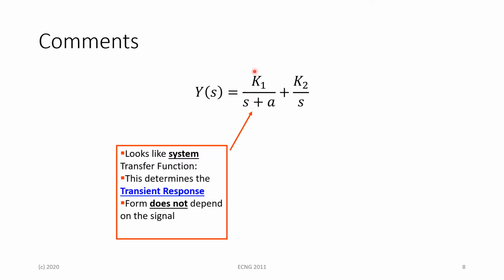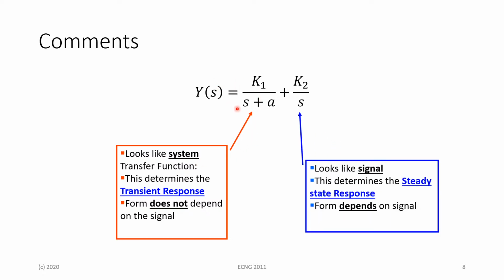We see here that the K1 component looks like our system transfer function that we just now saw. And because this is s plus a, and this a here represents a root of the system, this actually represents the transient response component of our system. And this form here for our transient response will not depend on the input signal. But this K2 on s here, which is our second component, will determine our steady state response because there's no root on the denominator. And this form of the signal will be dependent upon it.